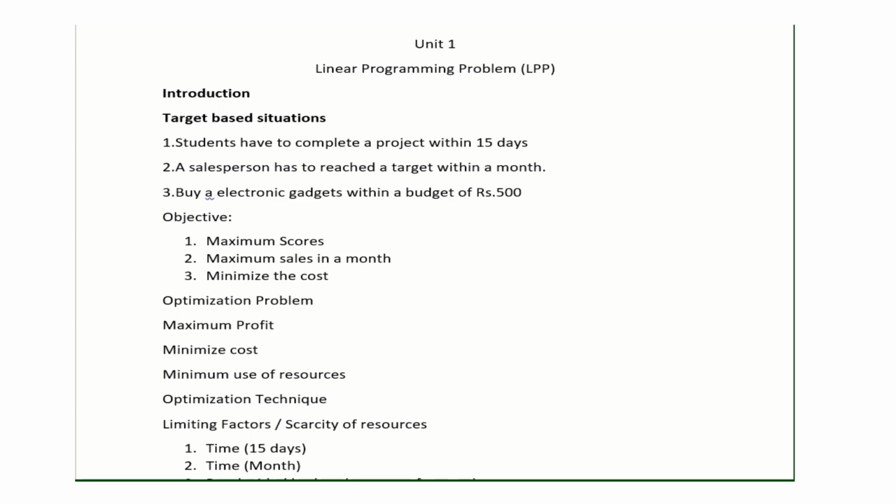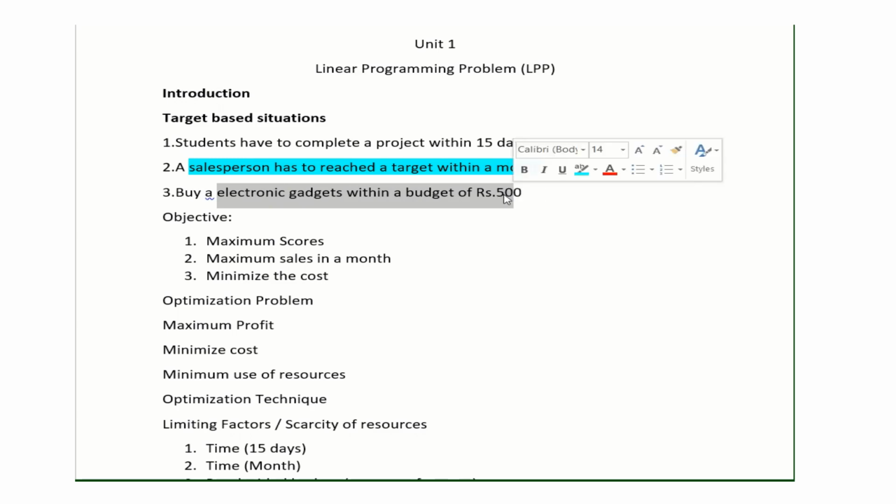And once you have completed your degree, you have to go for a job. The first job you get is in sales, so a salesman has to reach the target within a month. That is another situation. The next situation is to buy an electronic gadget within a budget of 500 rupees. These three situations arise in day-to-day activities.